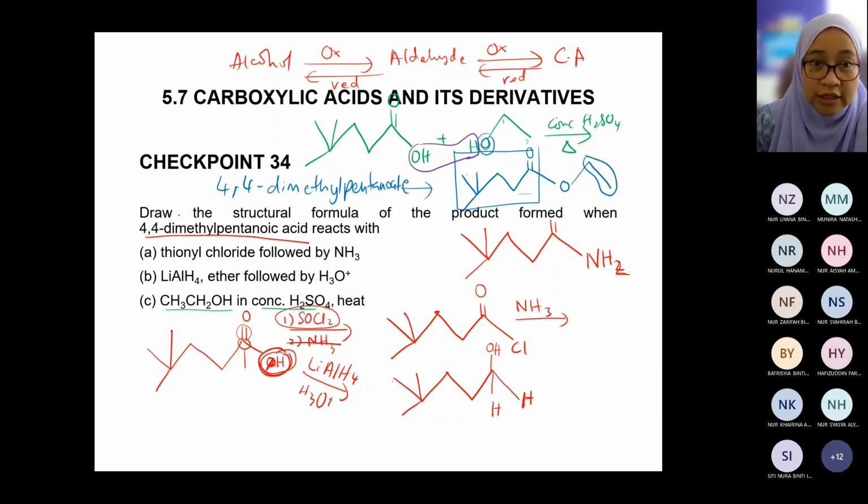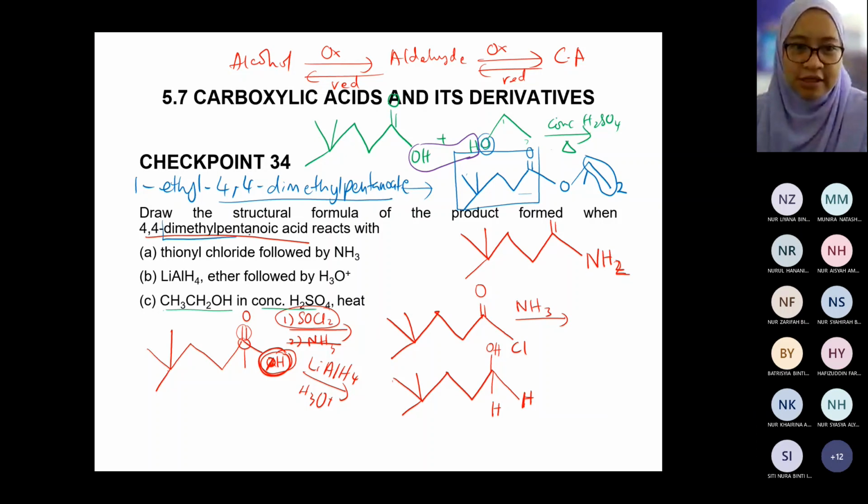Ethanol, right? Ethanol. So, ethyl. Correct? Ethyl. Okay, ethyl, 1 ethyl. Sorry. This is carbon number 1. This is carbon number 2. So 1 ethyl, 4,4-dimethylpentanoate. So do you see the similarity we can extract from here? We can take from the name of the acid, just change the ending to ATE. But this one does need to be memorized.